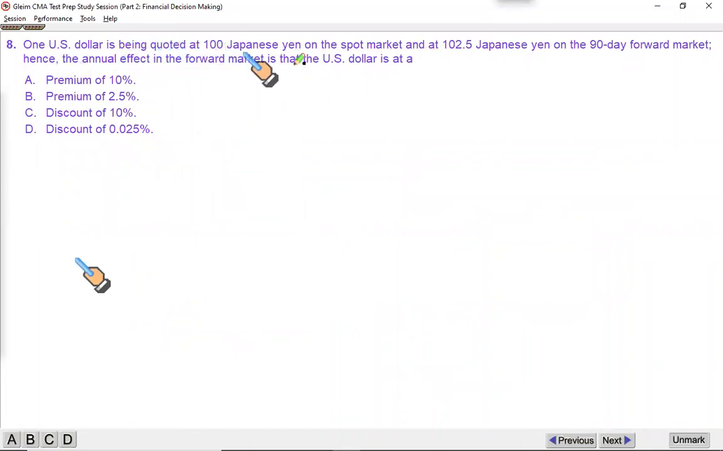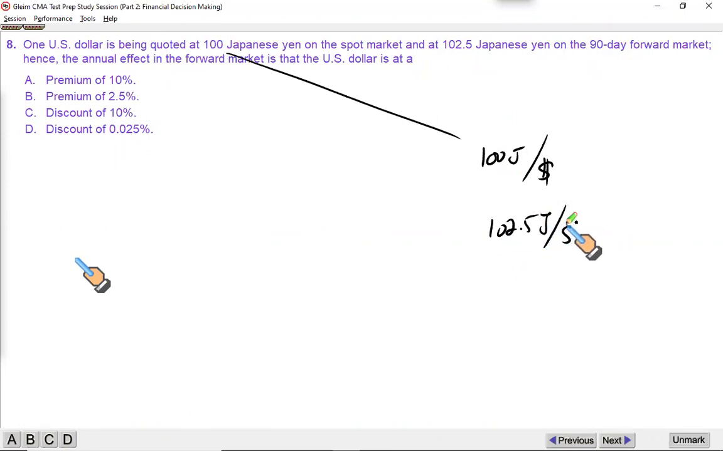$1 is being quoted at 100 Japanese yen. Okay, this is the current rate. Remember, here I'm going to write 100 Japanese yen per dollar. This is the right way to put it. And on the spot market, and 102.5 Japanese yen on 90 days forward. So this is spot, and the forward rate is 102.5 Japanese yen per dollar. This is the right way to write it. You won't make a mistake in this case. Now it says Japanese yen at 90-day forward.